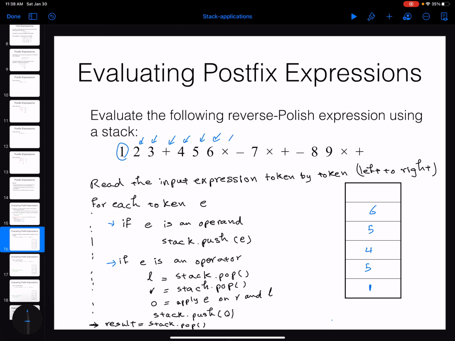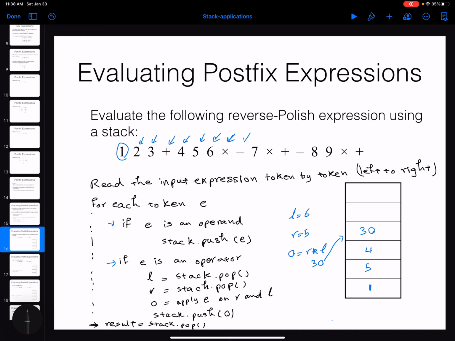Then the next token is going to be multiplication. This is an operator. What I need to do is one pop, L will be 6. Another pop, R will be 5. So let's remove them. Then you apply the operator over R and L. So O will be R multiplied by L. This is going to be 30. 30 will be pushed to the stack.